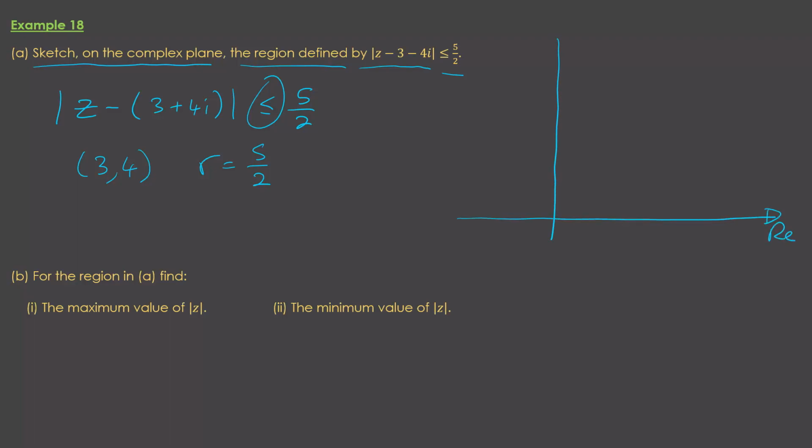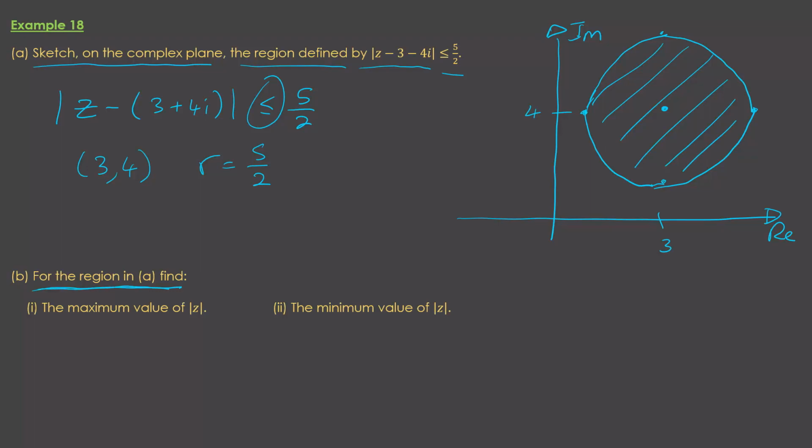So put the real axis along here and the imaginary axis up there. And 3, 4, let's say that's here. And our radius is 2.5, so it won't come quite over to here, like that. So it's going to look something like this. And the center there is at 3, 4. For the region in part A, we need to shade inside. Sorry, forgot that bit.